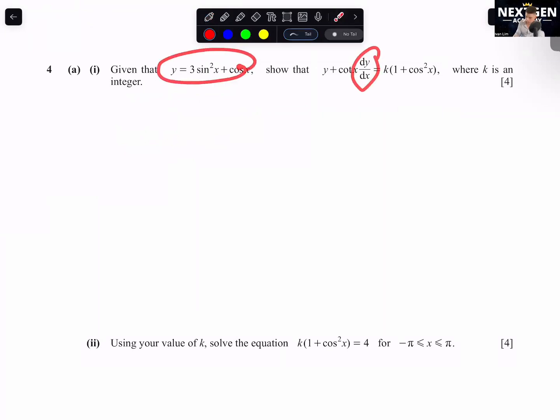We got y, we sub in here, we find dy over dx, then we simplify into this form. So let's find our dy over dx first. So y is equal to, you all got to remember this, sine squared x. How do we normally write it first when we want to differentiate? When you got sine squared x, sine cubed x, sine to the power 4 x, you write it into this form first to not confuse yourself: sine x, bracket squared, plus cos x.